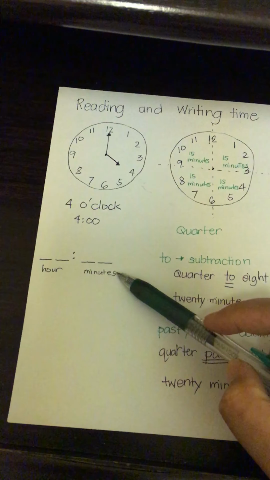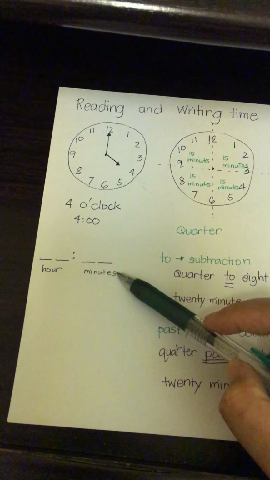Next, we are going to discuss the partition of the clock. So we have the word quarter. If you see the word quarter, it means that the clock was divided into 4 parts. Each part is 15 minutes. Sometimes we can read the clock by its numbers.